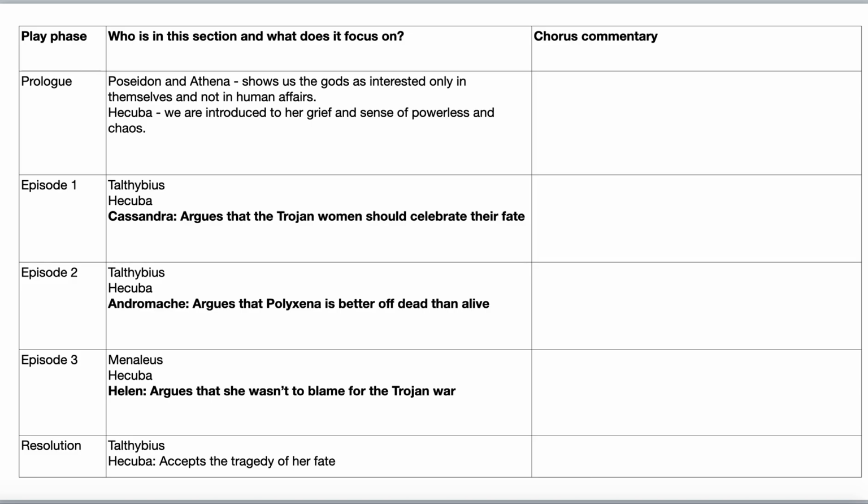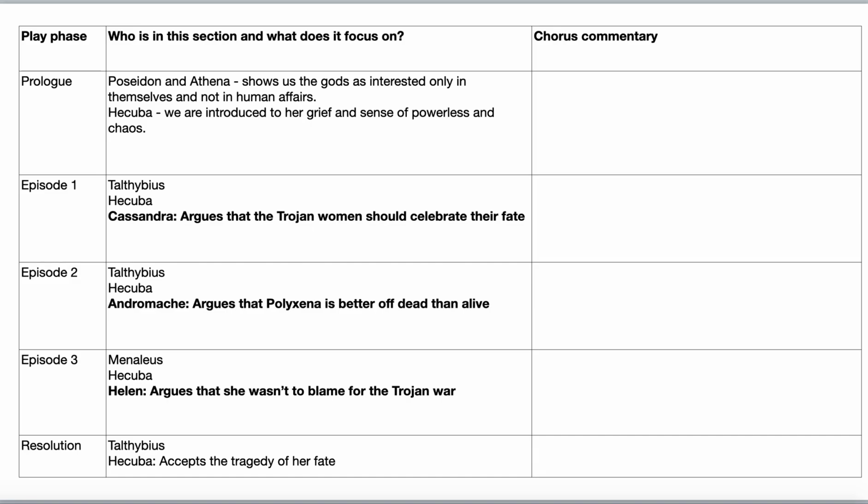In episode 3, Helen tries to defend her actions and to convince Menelaus that she, Helen, shouldn't be executed. Whereas Hecuba, who is furious at the position that Helen has put them in, argues the case about why Helen should in fact be executed. So there are these 3 distinct episodes where Hecuba engages in a dialogue or a conversation with 3 different women, and essentially they discuss the position they're in and the different types of feelings they have about the position they're in.